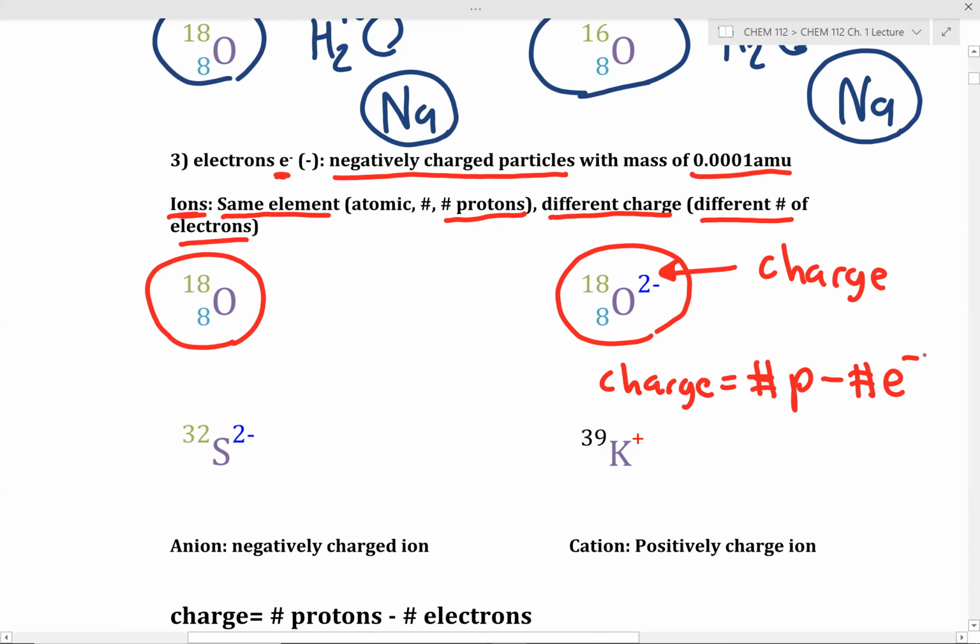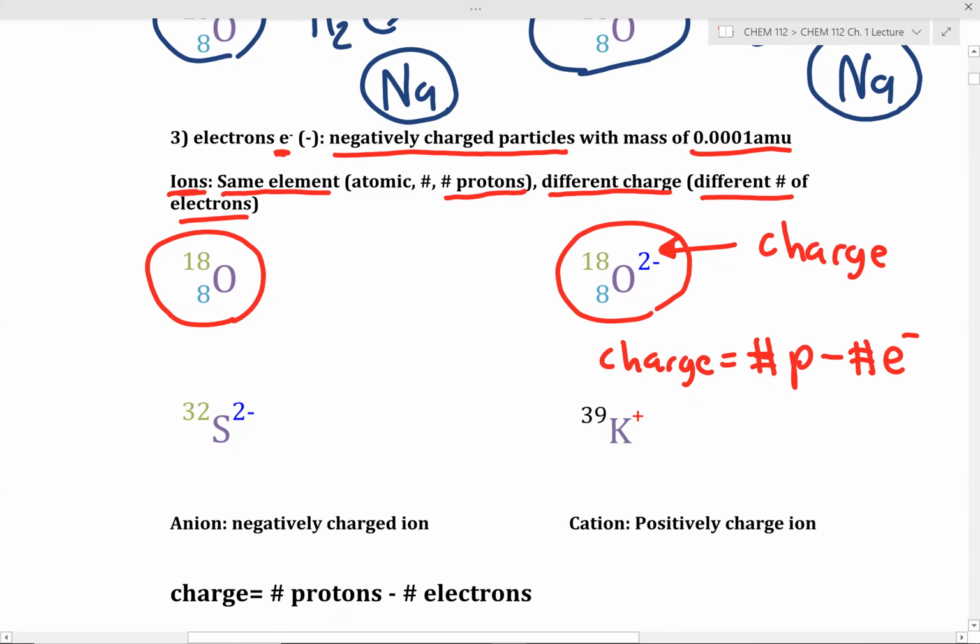Now, looking at O18 versus O18 2 minus, we see that the oxygen on the right, this ion, has a negative charge. We call ions with a negative charge an anion. It's a negatively charged ion. So looking at this formula in a little bit more detail here, what do we have an excess of in anions? Do we have more protons or electrons? Electrons. So anions, we have excess electrons.